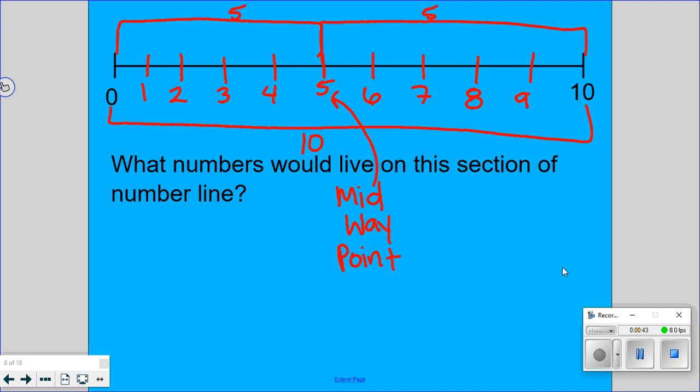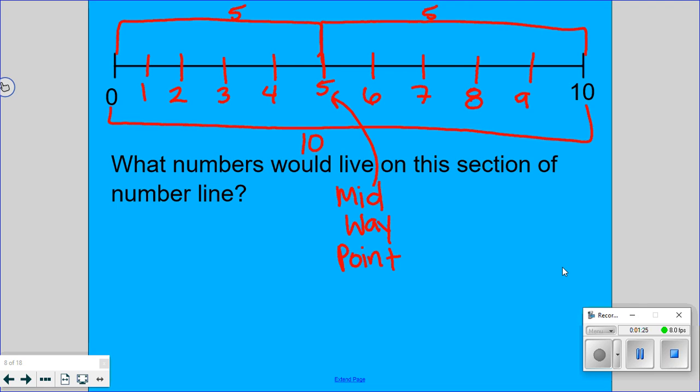Gio? 10. How many numbers would live on a number line from 80 to 90? Bryson? 89? Nope, not from 80 to 90. There wouldn't be 89 numbers. 10 numbers, right? 81, 82, 83, 84, 85, 86, 87, 88, 89, 90. How many numbers would live on a number line between 100 and 110? Huxley? 10 numbers.